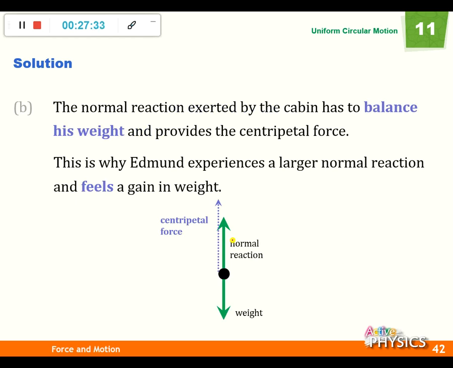So the normal reaction exerted by the cabinet has to balance its weight and provide centripetal force. Okay, so the resultant should be the centripetal force. Then he will feel an increase in weight.